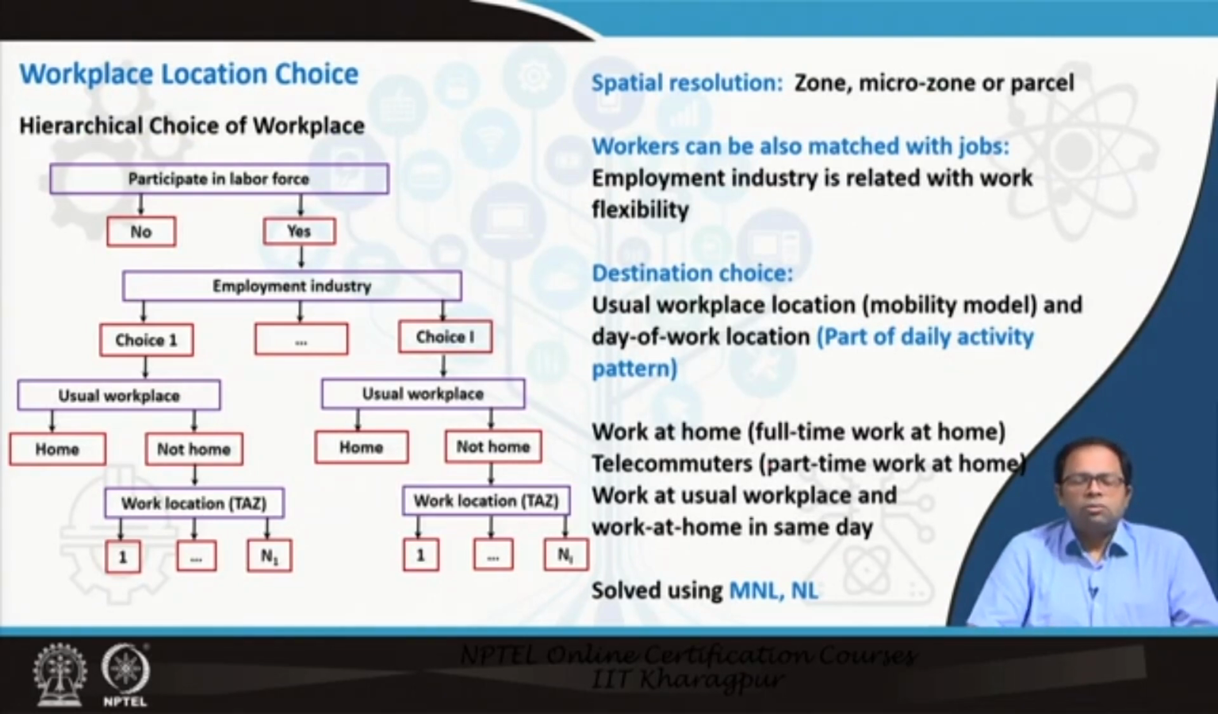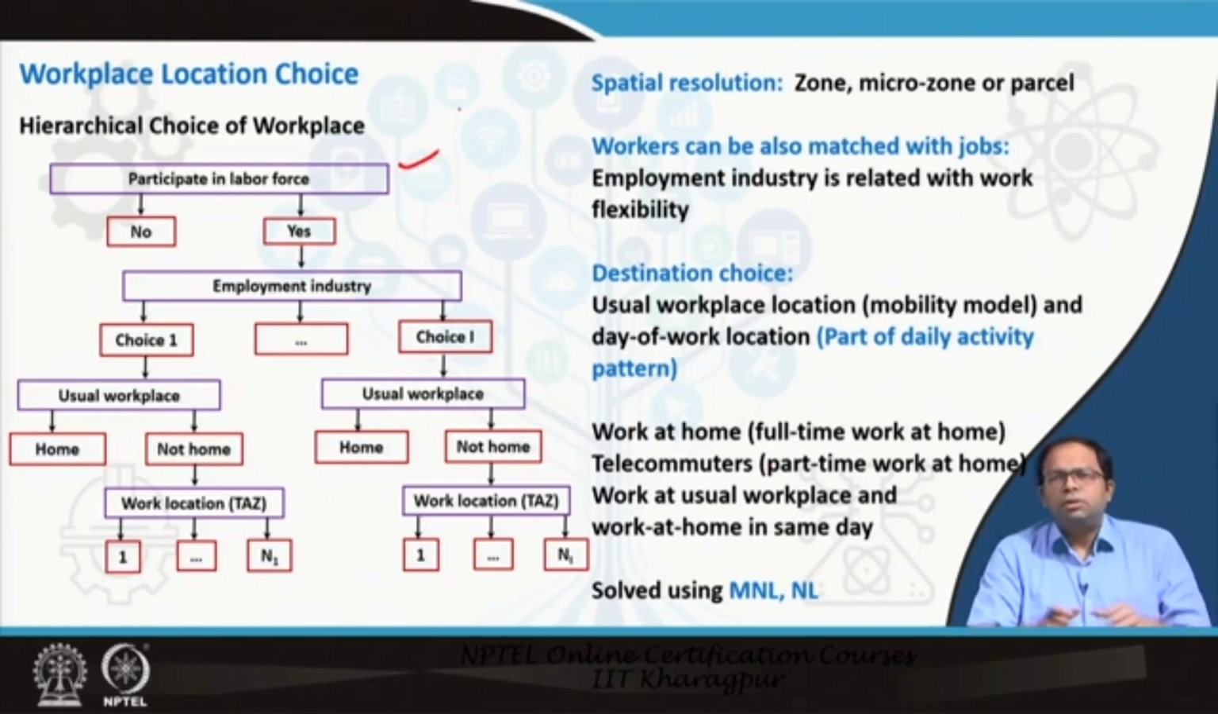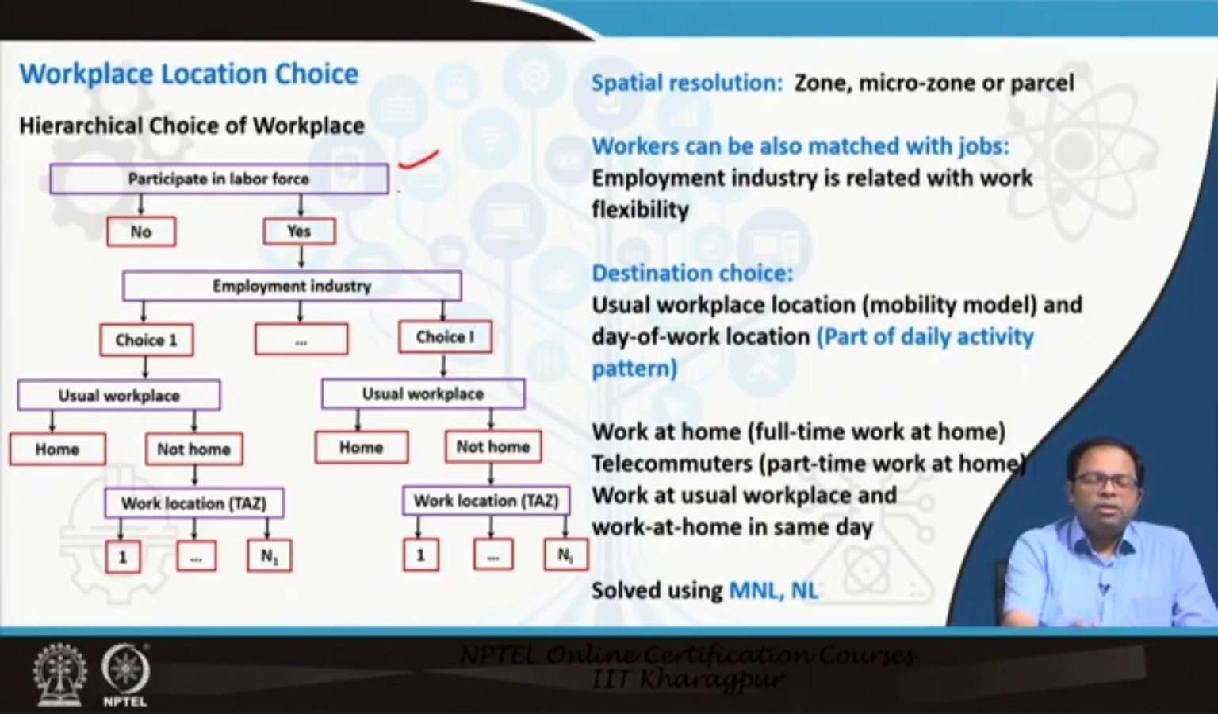So, just look at an example of workplace location choice. The hierarchical choice of workplace could be something like this. These are those decision rules that I was talking about. So, these are decision rule sets that we need to determine, like does this particular individual participate in the labor force? Yes or no? If it's yes, then which industry is employed? Then there are choices of different industries. And once these are all determined by probabilities of the sampled population, and based on his choices, what is his usual workplace?